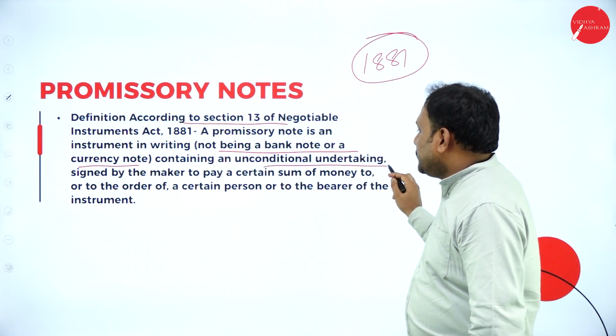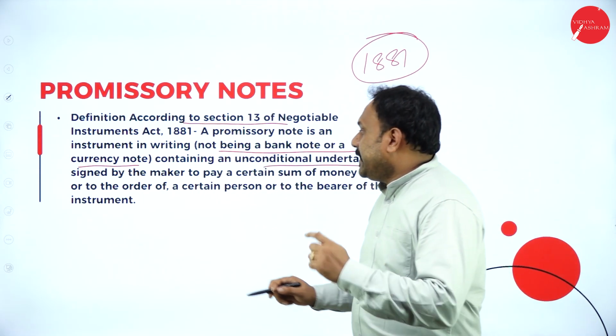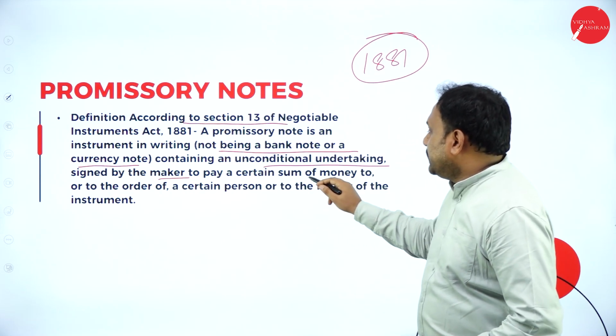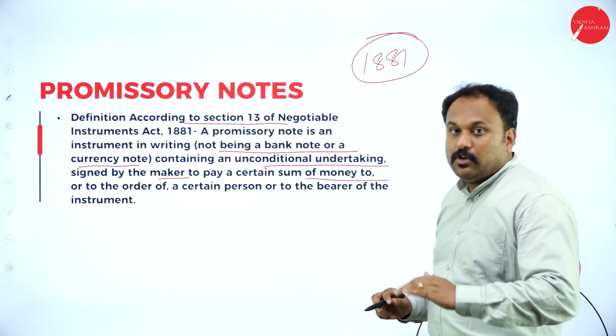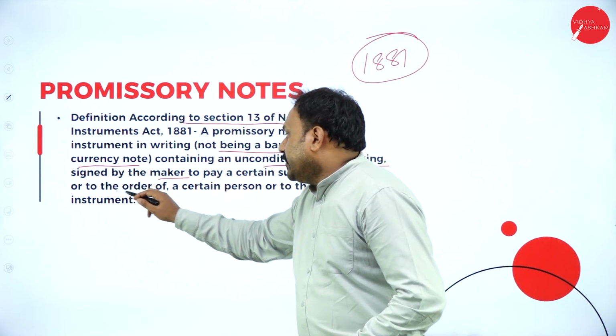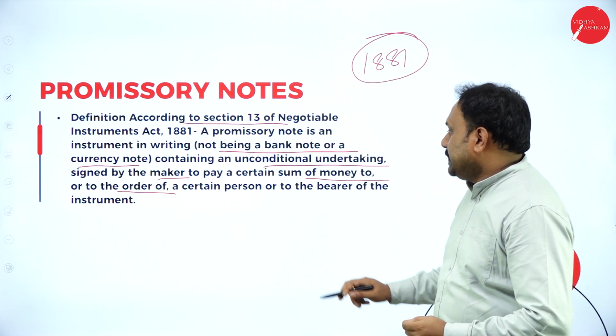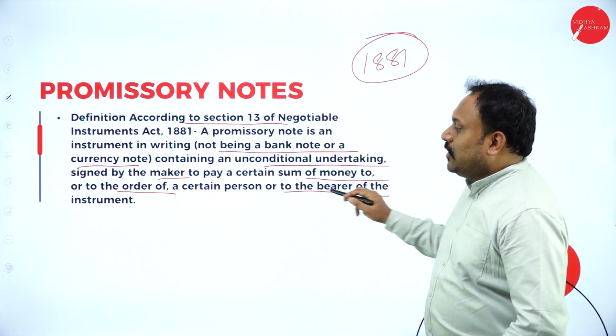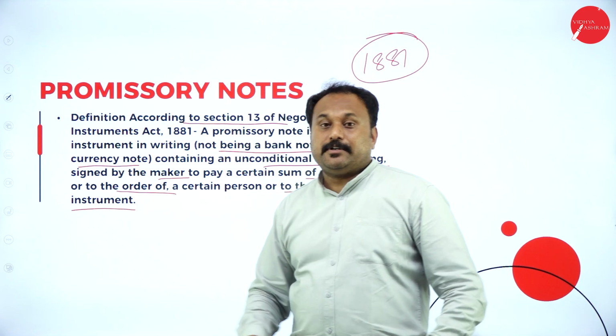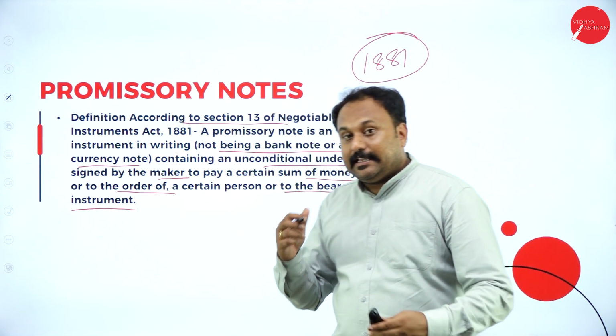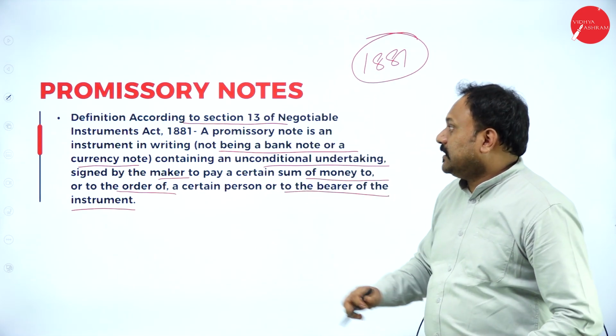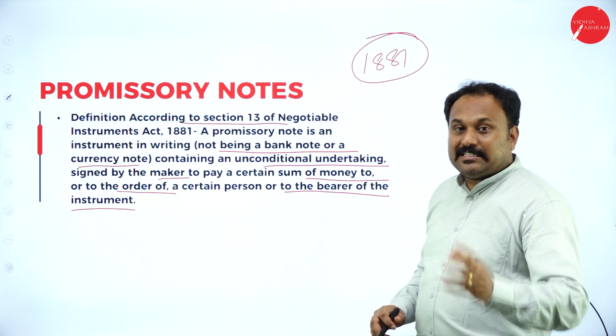Containing an unconditional undertaking signed by the maker to pay a certain sum of amount to or to the order of a certain person or to the bearer of the instrument. A person who is a bearer of the instrument, right? They actually go with it. So this is the promissory note. I'll explain to you once again.